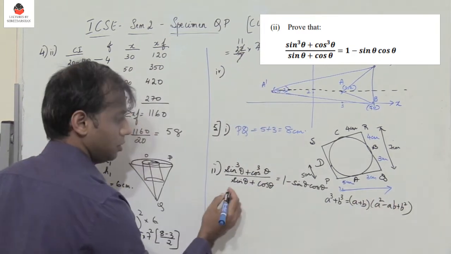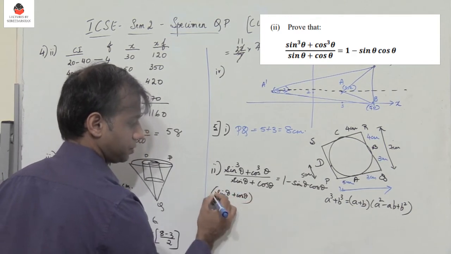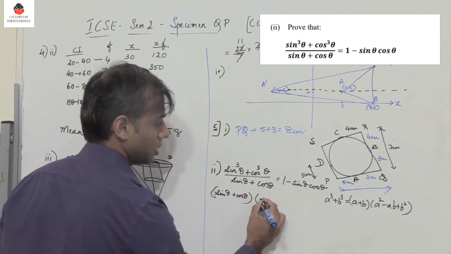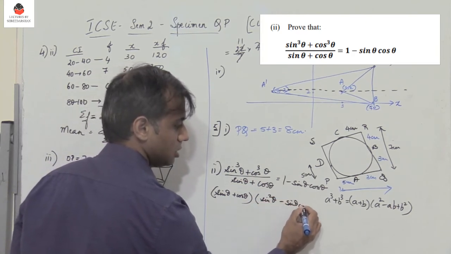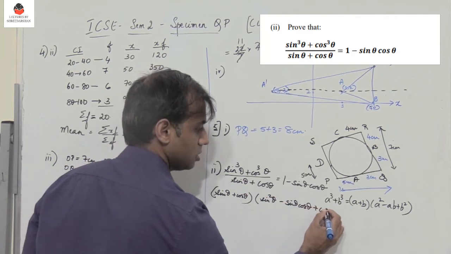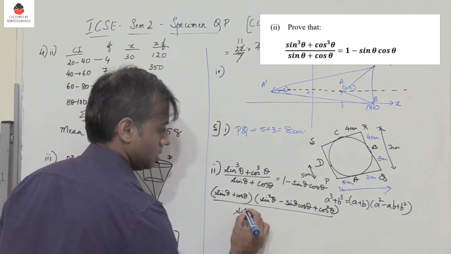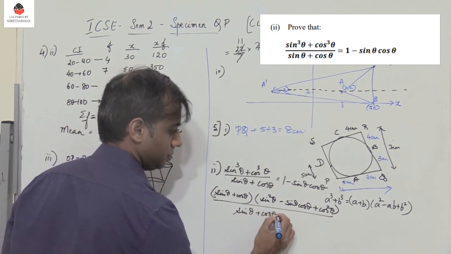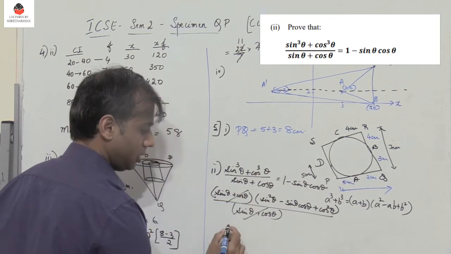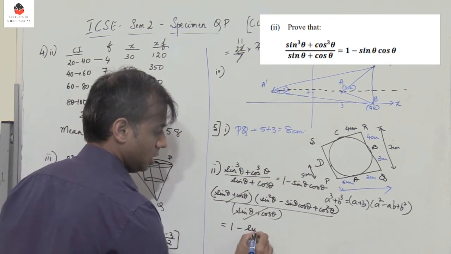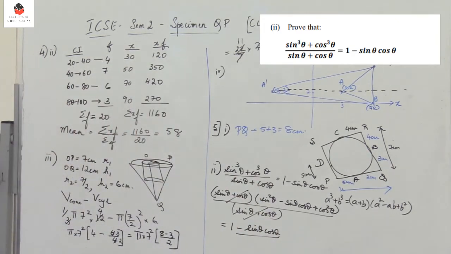Using this formula, I have (sinθ + cosθ), which is a + b, times (sin²θ − sinθ cosθ + cos²θ), divided by (sinθ + cosθ). So these two can be cancelled. What is sin²θ + cos²θ? It is 1. So we get 1 − sinθ cosθ. So we have got the answer. Very simple question.